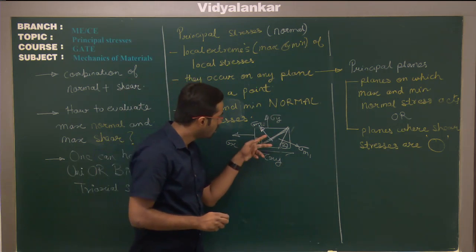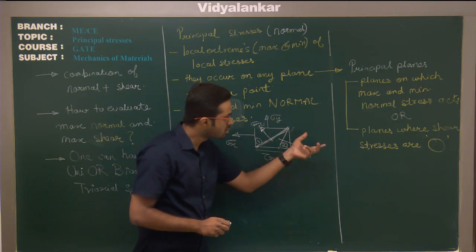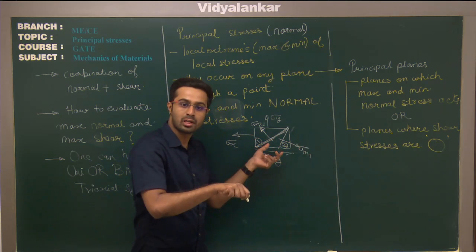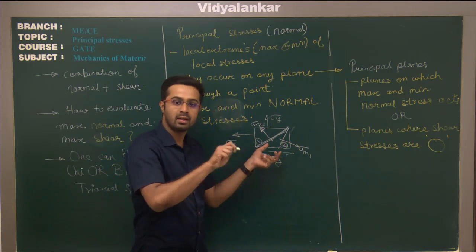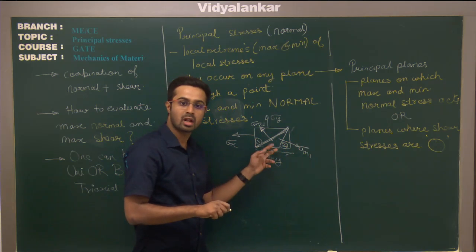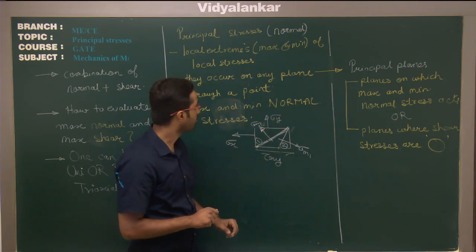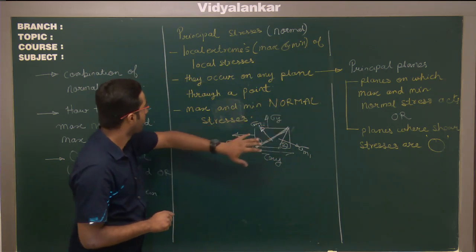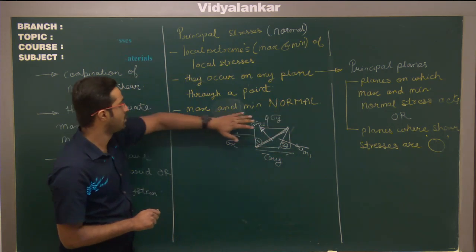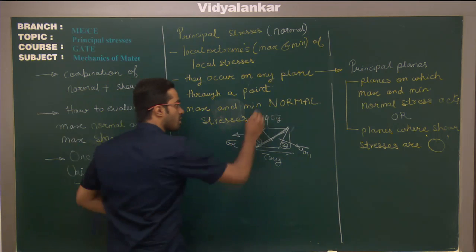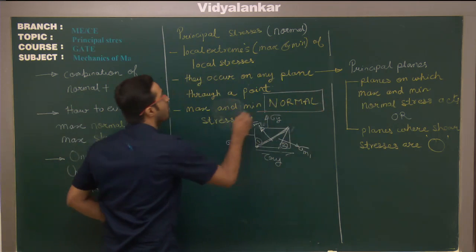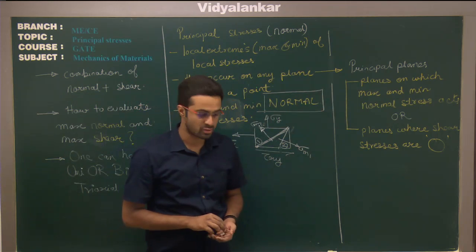Okay. So the planes where shear stresses are 0 are known as principal planes, and the normal stresses acting on the principal planes are known as principal stresses. Once again, maximum and minimum normal stresses, they are always normal stresses. Remember this, principal stresses are always normal stresses.